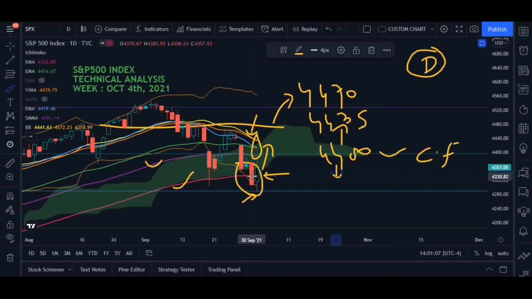Whenever it comes down, it will find support here on this moving average, and this is around 4,333. So you can say 4,330. The market will find a very good support at 4,330, and thereafter it will come down to the same 4,290. And thereafter, as I told you on the weekly chart, we have very good support at 4,185.